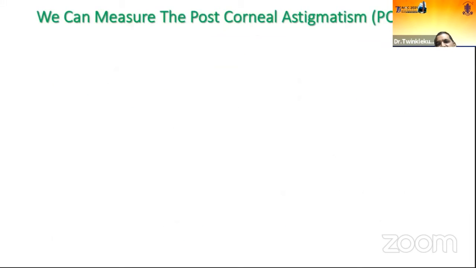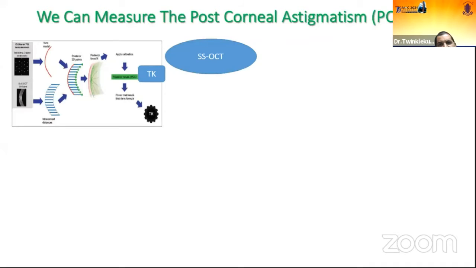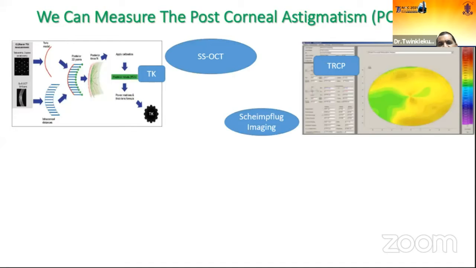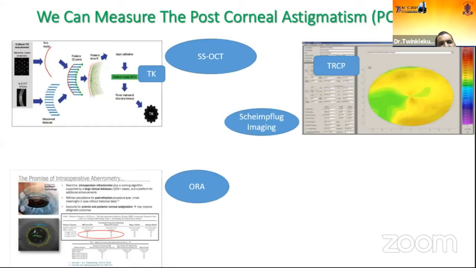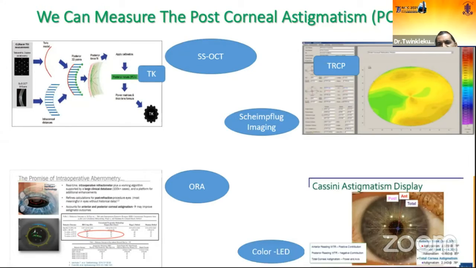So how can you measure the PCA? We have already discussed that. SS-OCT by the IOLMaster 700 gives the total corneal power. In the same way, Scheimpflug images from the Pentacam give us the TCRP power. In the same way, intraoperative aberrometry, ORA, also gives us the PCA values. And the Color LED astigmatism display also gives the PCA values.